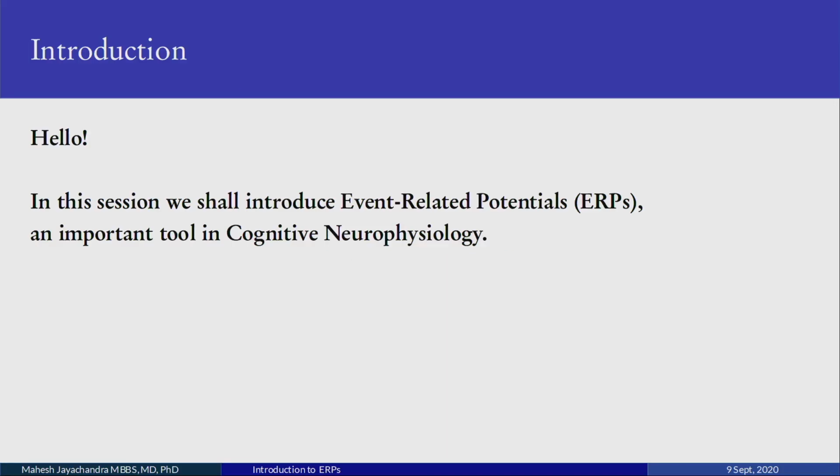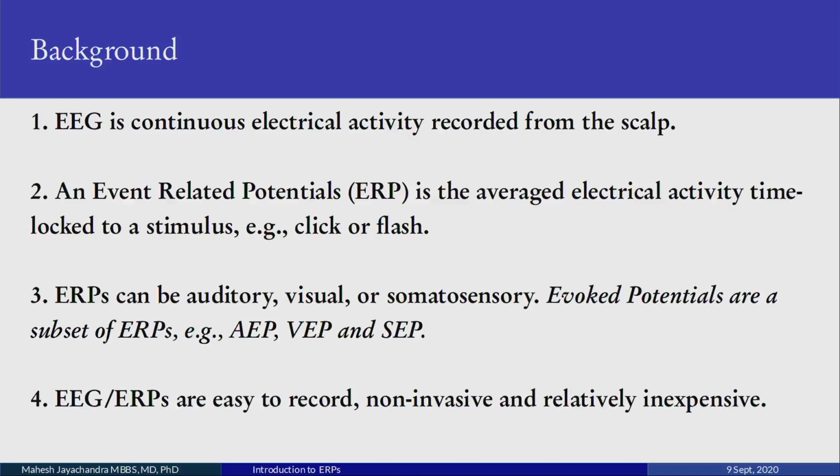So hello, in this session we shall introduce ERPs, Event-Related Potentials, a very important tool in cognitive neurophysiology. So the next two lectures are the heart of the course. So far we've got the background on the brain, a little bit of its anatomy, a little bit of its physiology, a little bit of how nerve cells can be stimulated, etc. So now we will get into event-related potentials, where we record activity from the scalp.